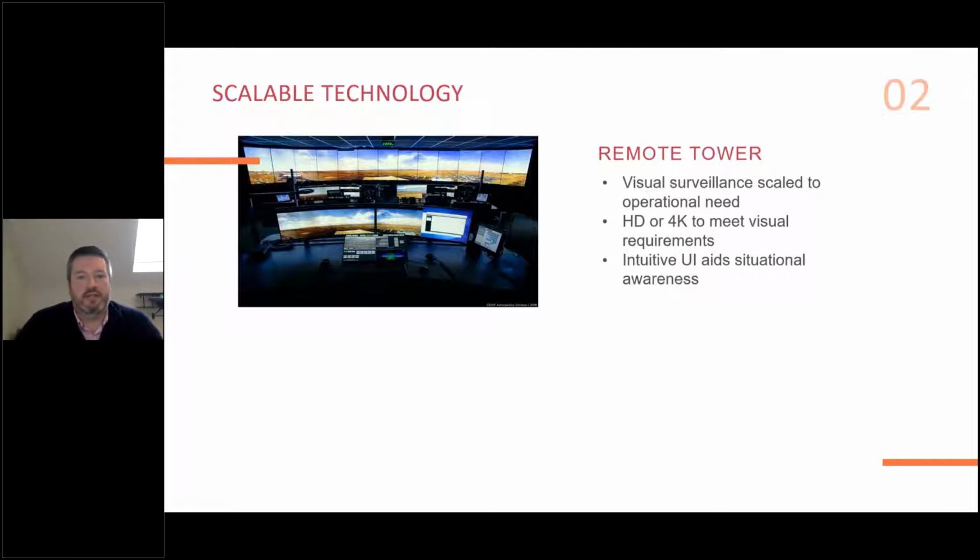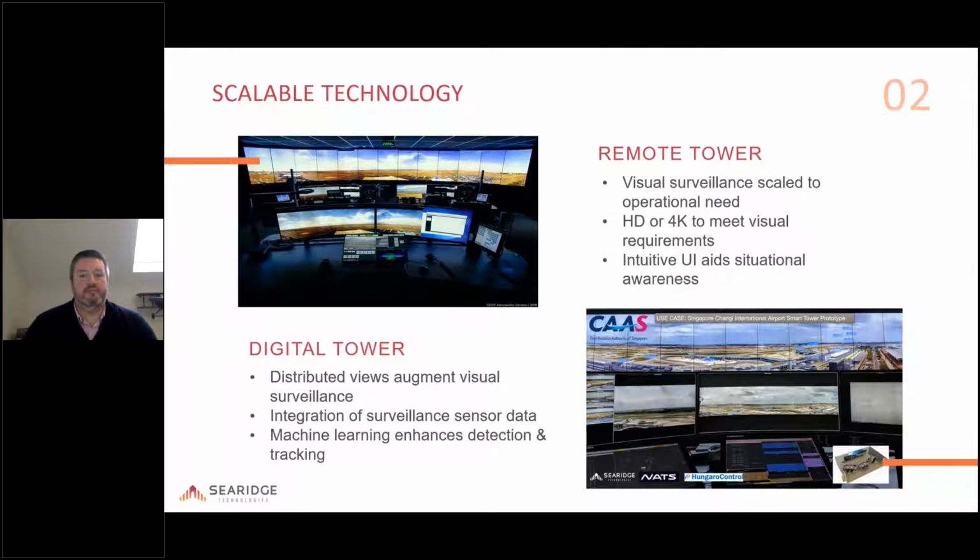Each airport always has some individual hotspots, some individual areas of additional surveillance, and that's our approach to remote tower. Remote tower is of course a digital tower in itself, but the tower doesn't have to be remote from the operation. A digital tower can be on the airport site or somewhere close by.